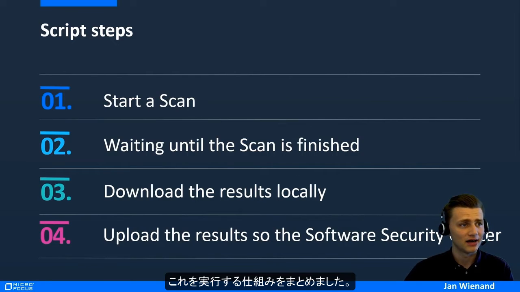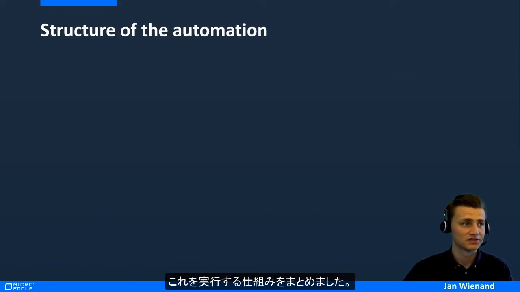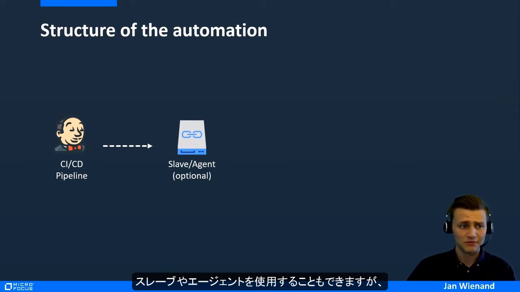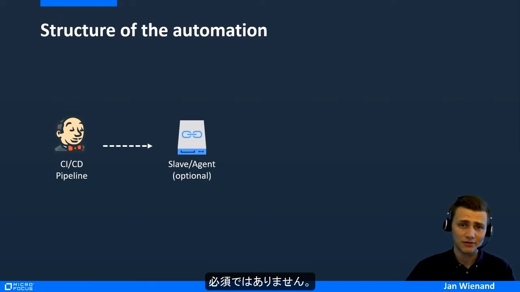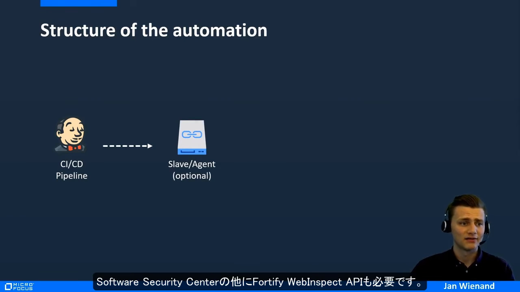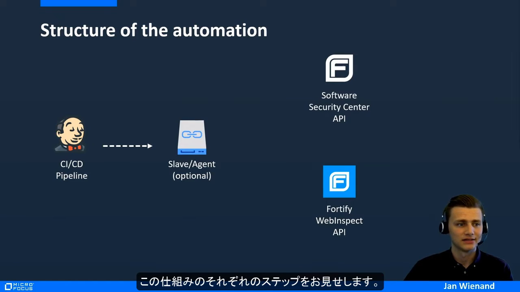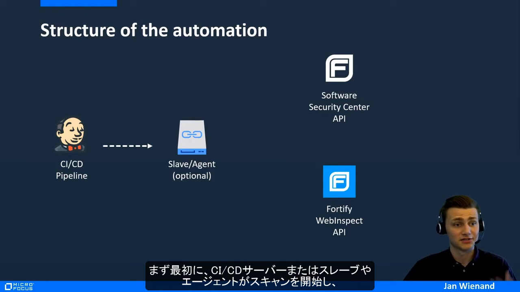And to do that, I prepared a structure. First of all, we have our CI/CD server. If you want, you can also use a slave or agent, but it's not necessary. And we also need our 45 WebInspect API as well as the software security center. And now I can show you the different steps in the structure here.